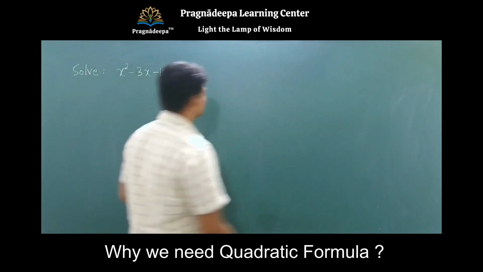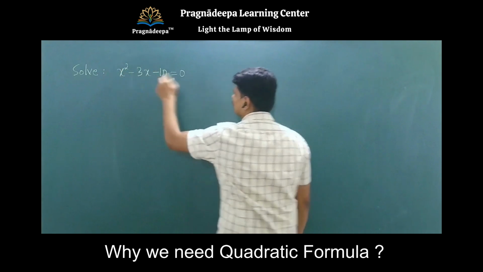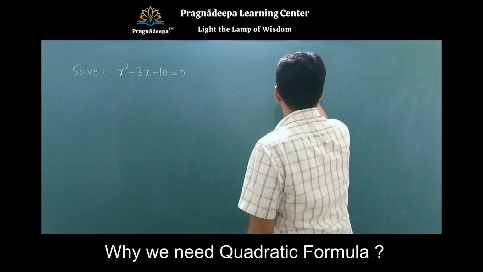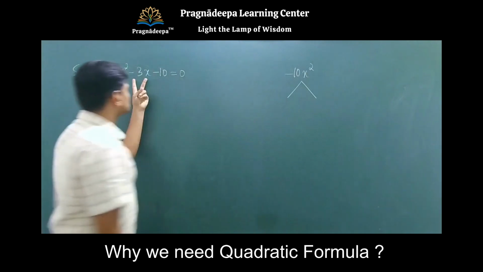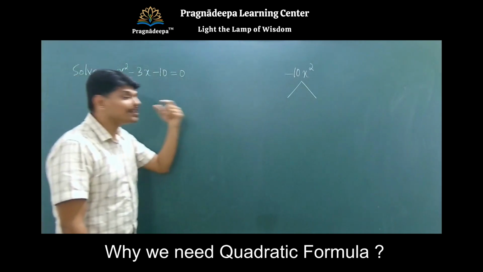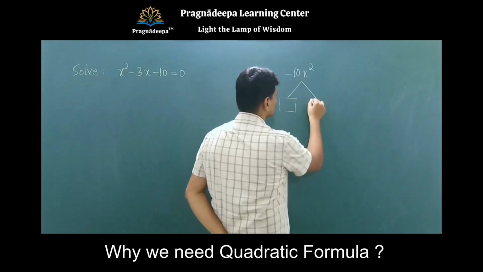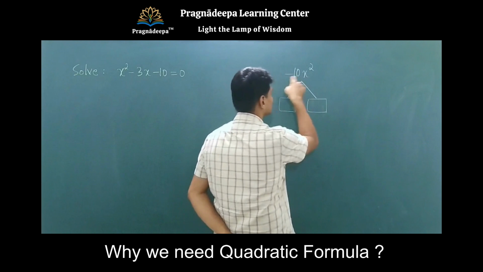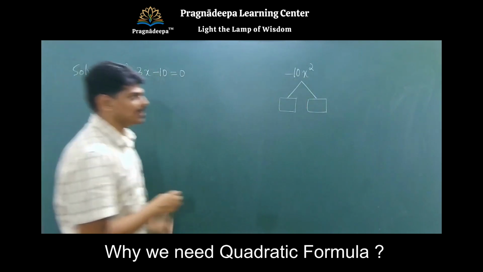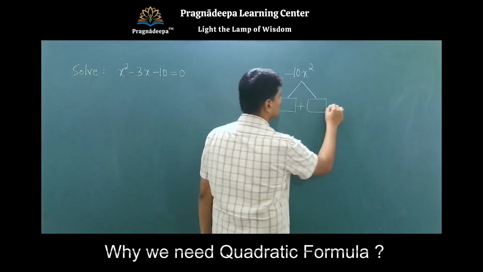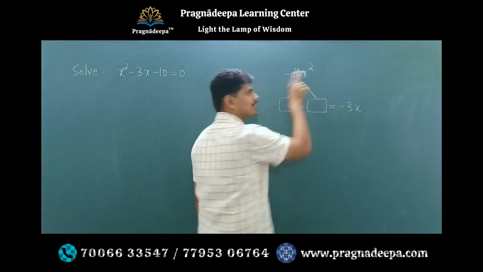In the factorization method, we take the product of the extremes, that is x squared into minus 10, that is minus 10x squared. So we will split the middle term in such a way that the product of the two numbers should be minus 10 and the sum of those two numbers must be minus 3. That is, when I add the two numbers, I must get minus 3x, the middle term, and when I multiply, I must get minus 10x squared.